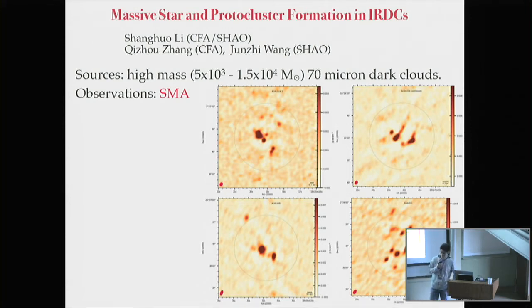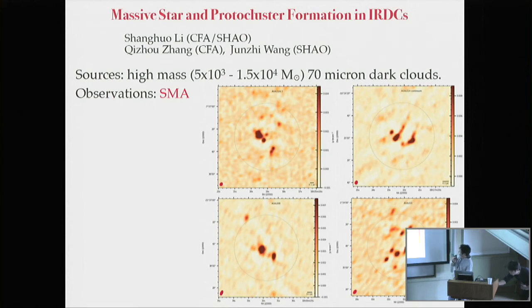So I said, well, excellent. I didn't even get my data. But finally we finished our observation and got the data this August. In total, we observed seven high mass infrared dark clouds using the SMA in continuum and emission lines.